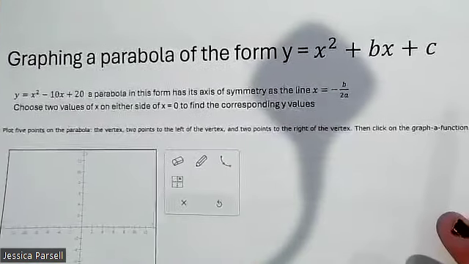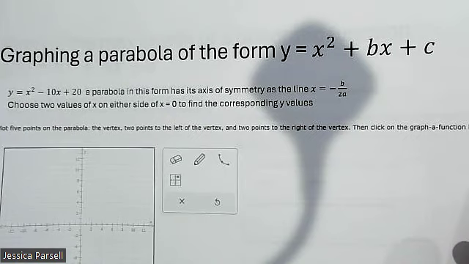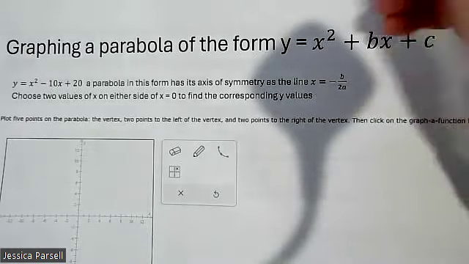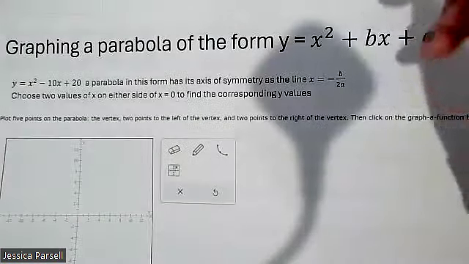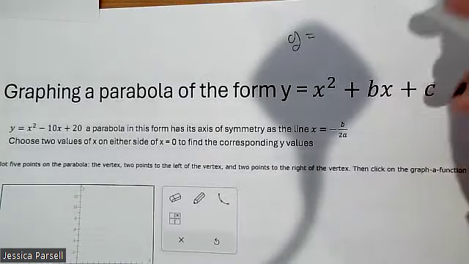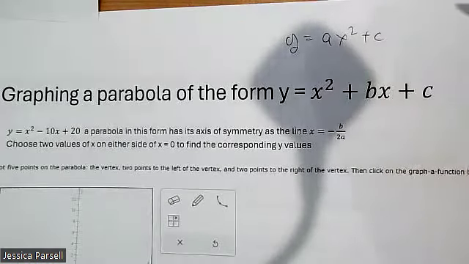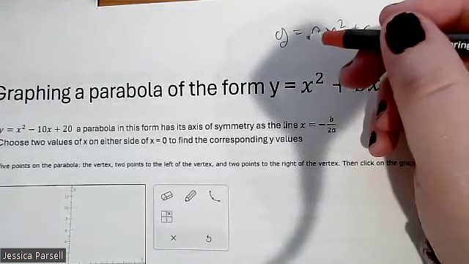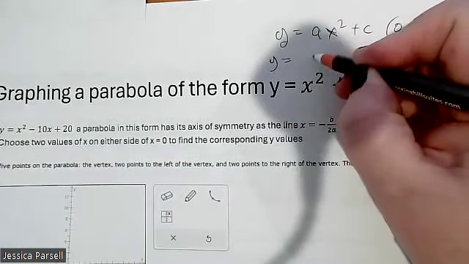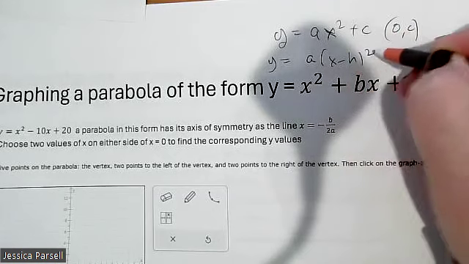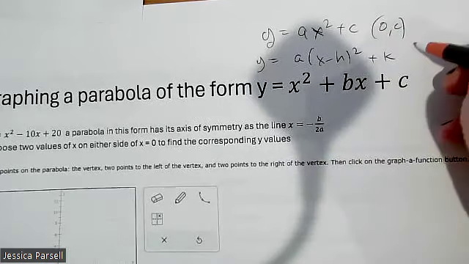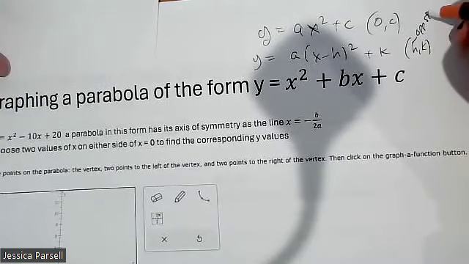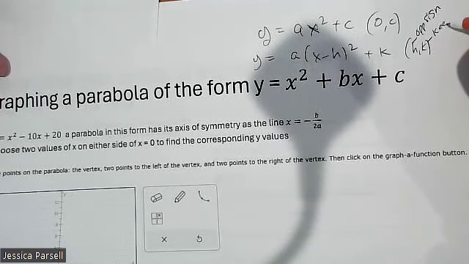Aha, there it is. Y equals x squared plus bx plus c. Okay, this is the last format you're going to see. The first one that we went through, let me put that back up here, was y equals ax squared plus c. And remember your vertex was at 0, c. The second one that we just looked at was y equals a times (x minus h) squared plus k. And the vertex was at h, k. And remember it was the opposite sign, and keep the same sign.